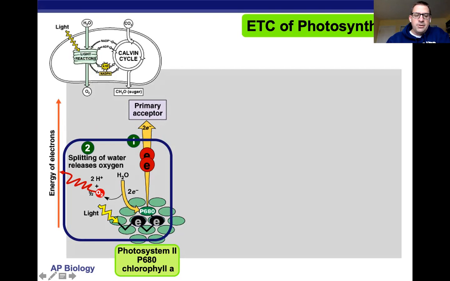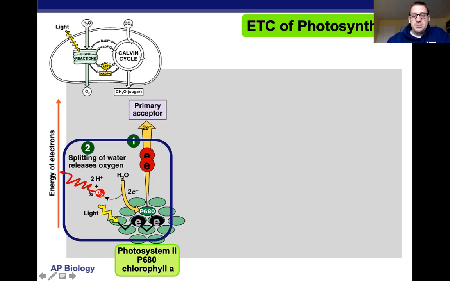And those electrons then replace the electrons that were lost by this reaction center chlorophyll and pass to the primary electron acceptor, while the hydrogen ions combine with the oxygen atom and the oxygen from another water molecule that gets split almost immediately after to form... I'm sorry, that is not happening.